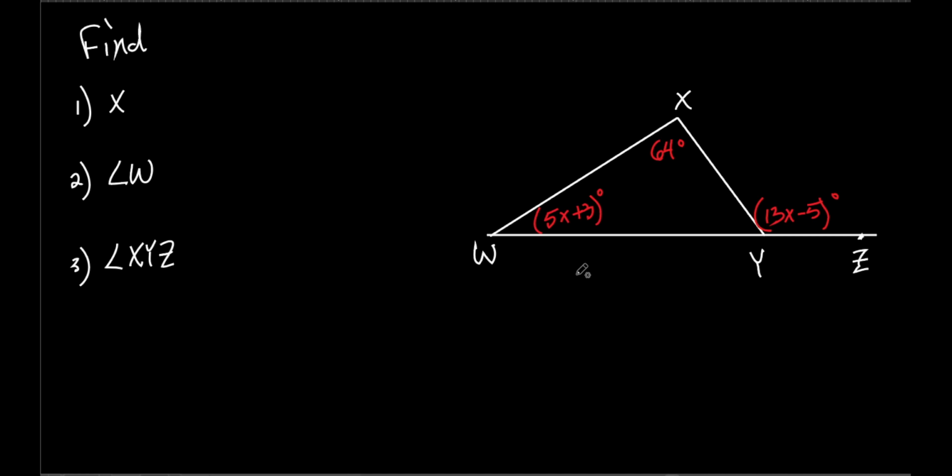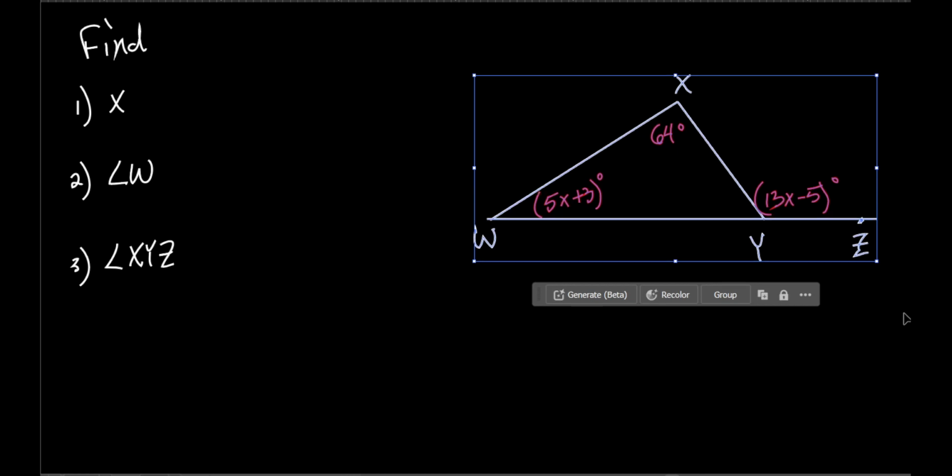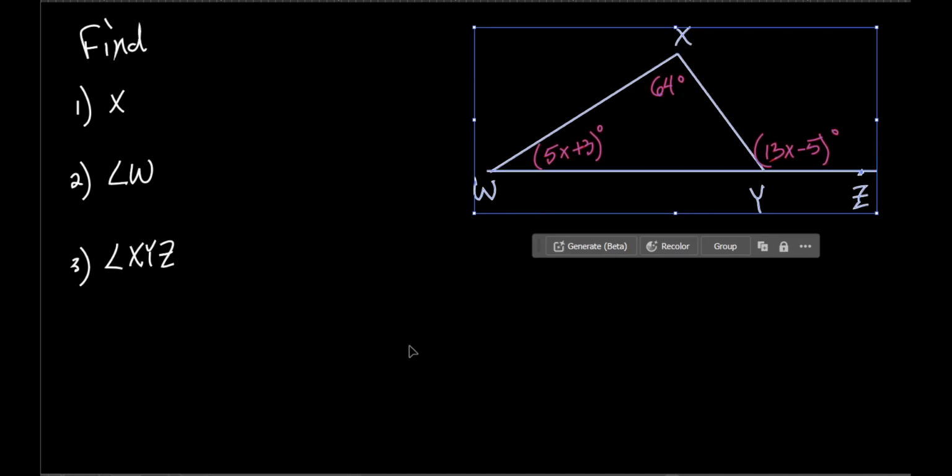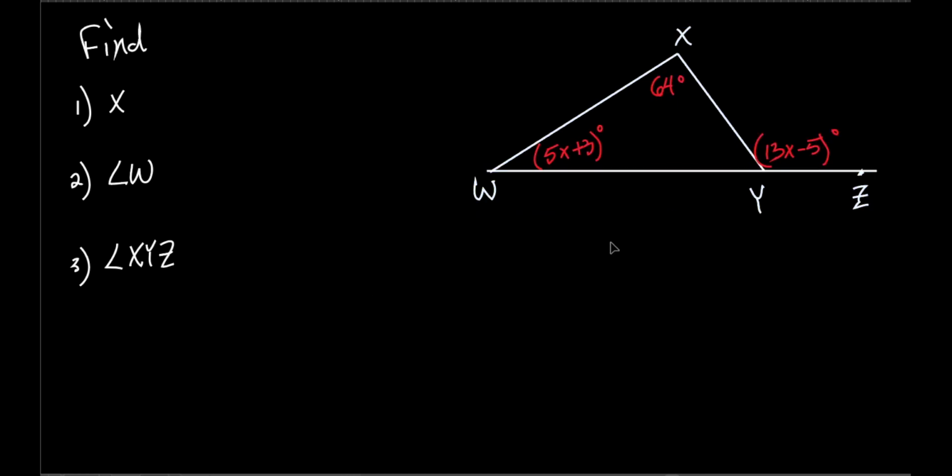So what we can do is set up a little algebra equation. All right? That's why we learn algebra, so we can actually use it to do certain things. So let's set up our little algebra equation. First of all, let's write down what the exterior angle is. What's the exterior angle? Yep, 13x minus 5. Now, what should that equal? It should equal the sum of the 2 remote interior angles.